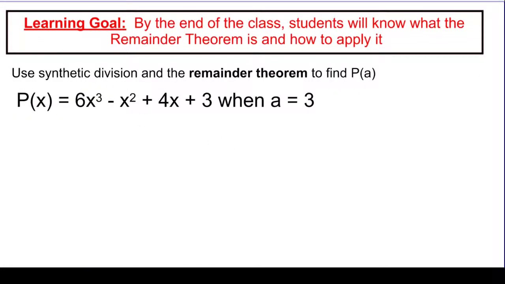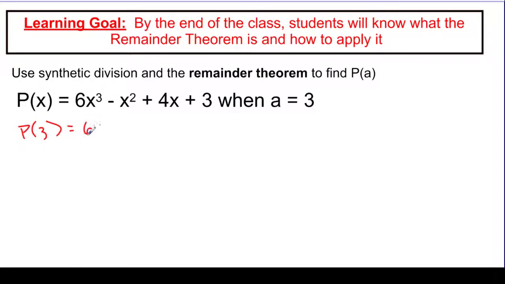So here's one more quick example. Okay, so we're going to use synthetic division and the remainder theorem to find p of a. They're saying a is equal to 3. So we're going to do it in both ways. This is very similar to the last one we did, just asked a little differently. They're saying use the remainder theorem to find p of a. I think that's the easy one. We can just do p of 3.